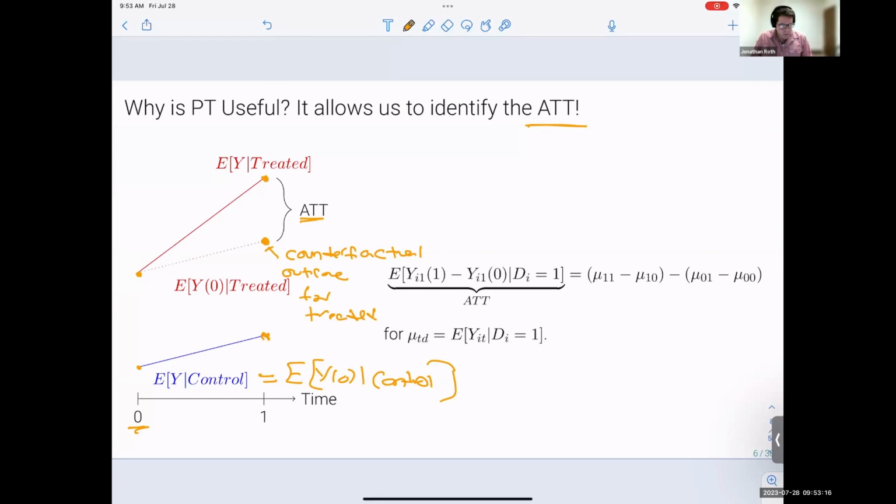So the fact that we know the treated group and the control group would have been parallel if not for the treatment allows us to figure out what their counterfactual outcome is, and so allows us to infer that this is the ATT. It's the difference between their actual outcome in period 2 and their counterfactual outcome.